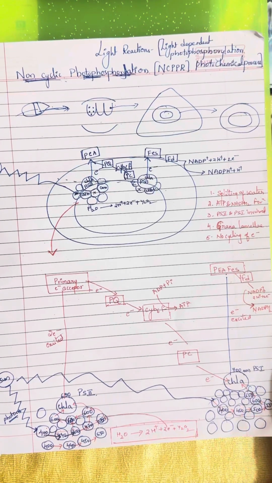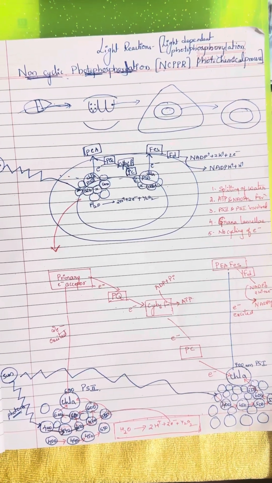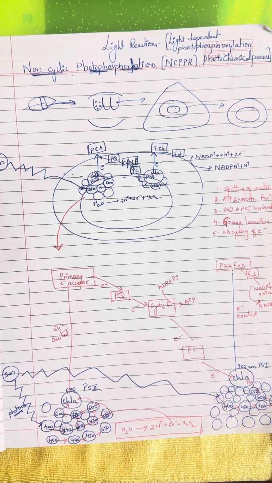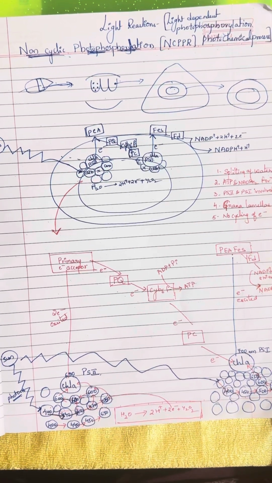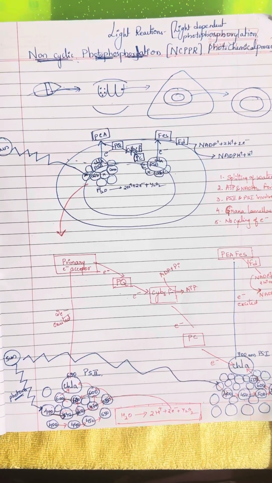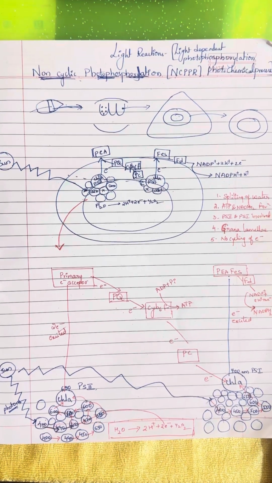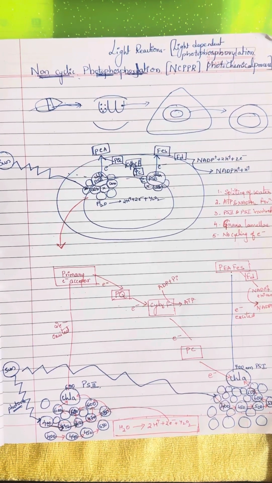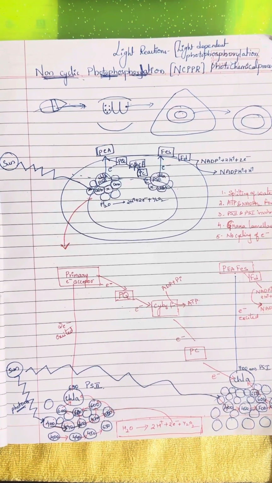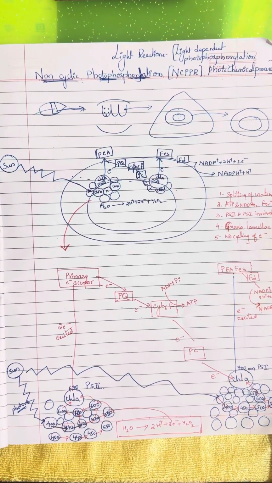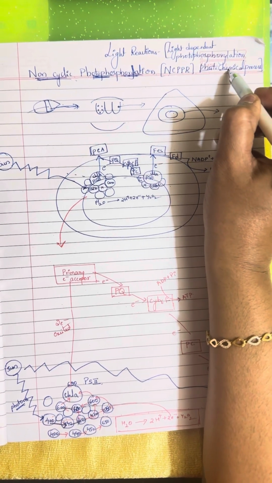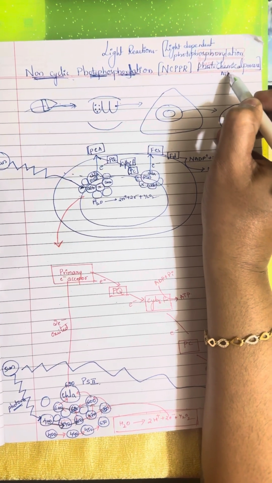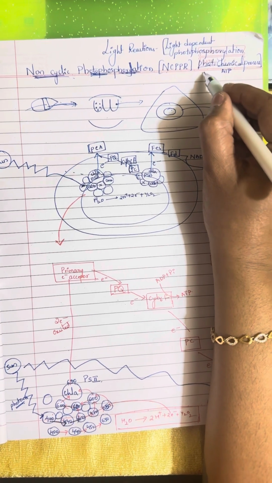Hello everyone, welcome back. Today's topic is the light reactions, which are also called light-dependent reactions, also called photophosphorylation reactions, where ATP is prepared by utilizing light energy. It is also called a photochemical process, where light energy is converted into chemical energy. Photo means light, and chemical means ATP and also NADPH2 formation.